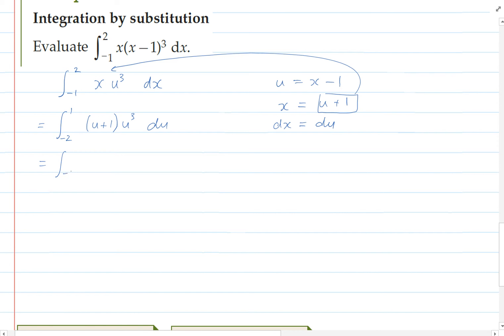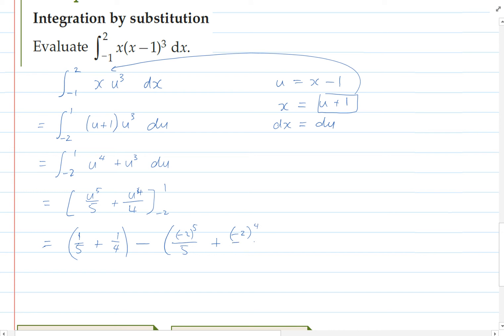Okay, so I'm going to expand my brackets before I integrate, so that will give me u to the 4 plus u to the 3 du, and now I can evaluate my integral. So it'll be u to the 5 over 5 plus u to the 4 over 4, from negative 2 to 1. So we will have 1 over 5 plus 1 over 4 minus whatever that comes out to be, plus whatever that comes out to be. And now we can put that into our calculator.